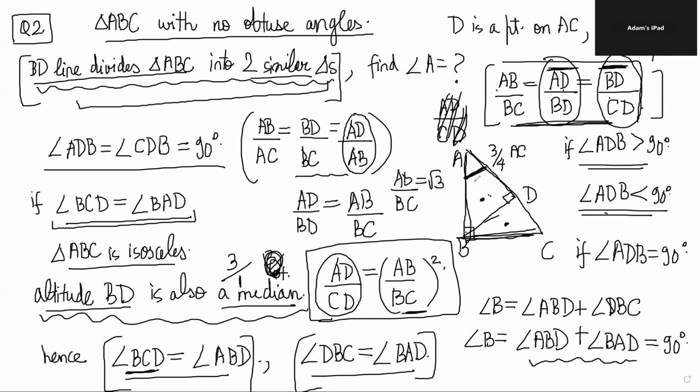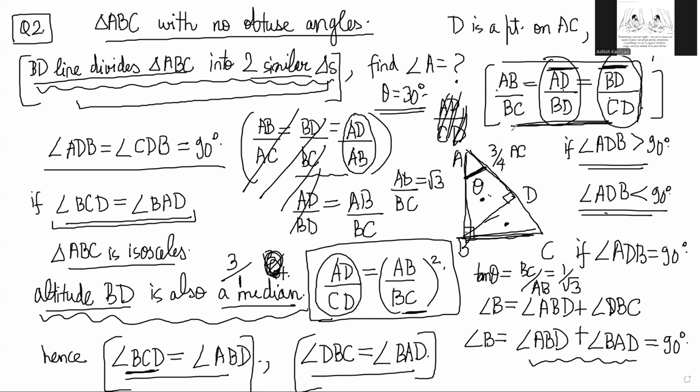So this angle is theta, then tan theta is BC by AB. So BC by AB is 1 by root 3. So theta is 30. Correct? So actually, I didn't need this other similarity. I just needed to use this along with this. I had a similarity here.